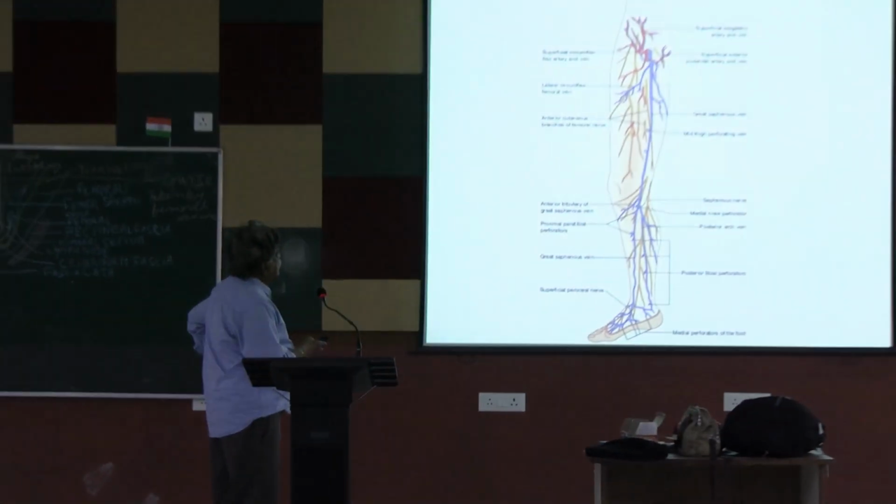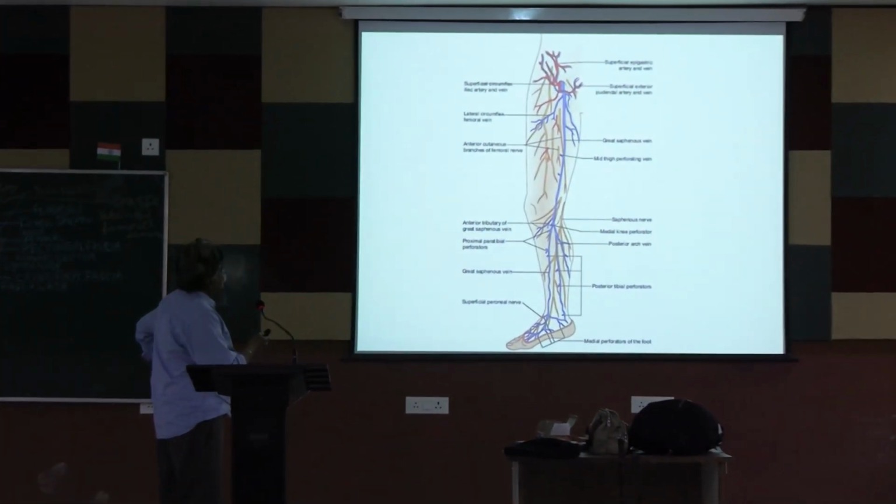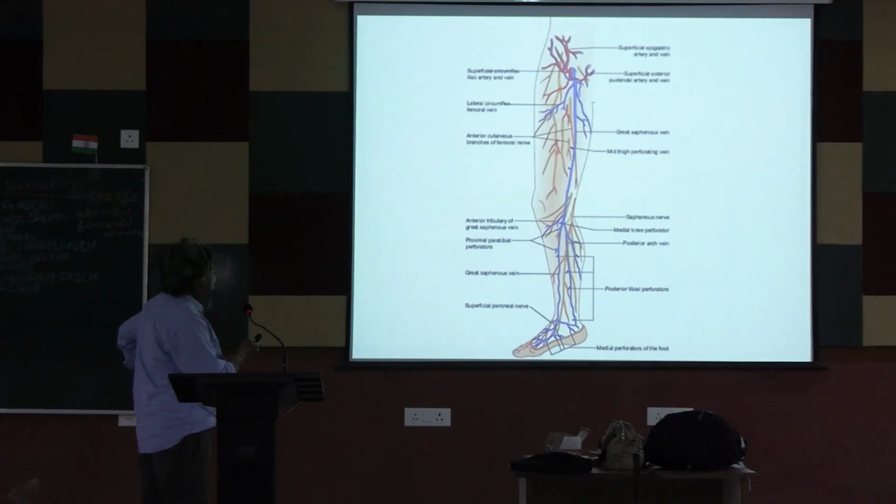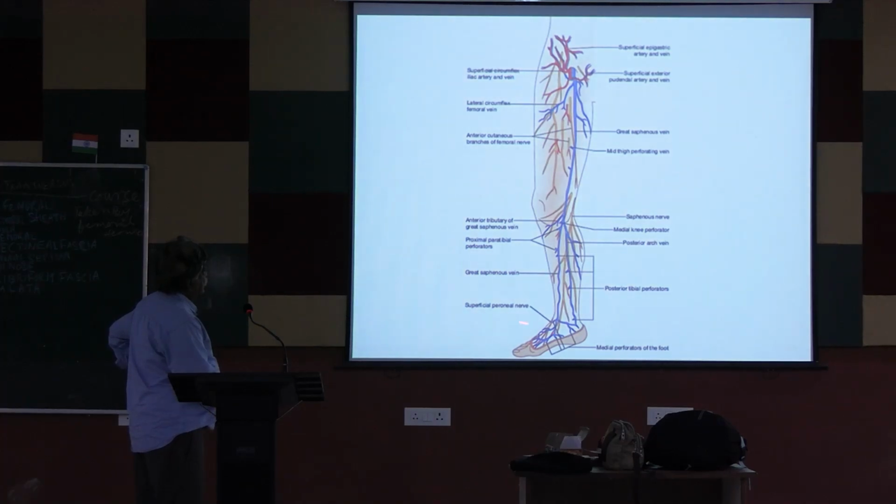Now you see here, these are the veins and the perforators, the saphenous vein, anterior tributary of the saphenous vein, the posterior medial perforator here, again proximal and great saphenous vein here, and the dorsum of the foot.